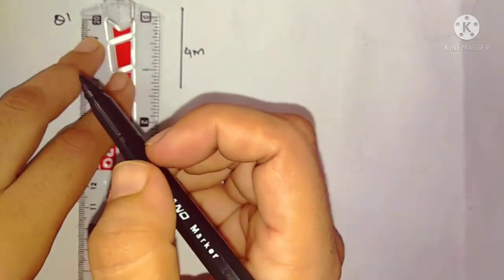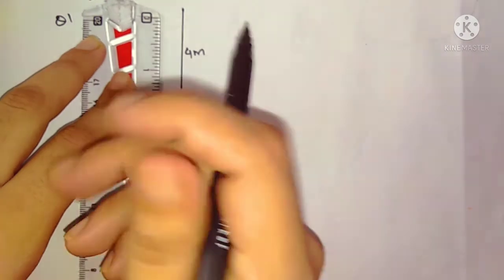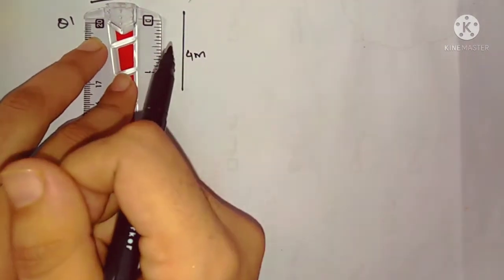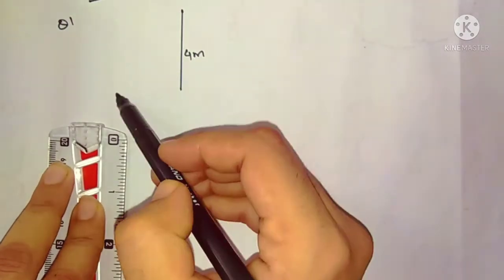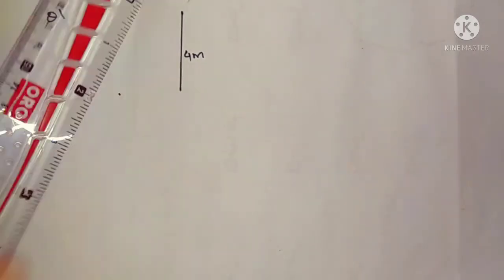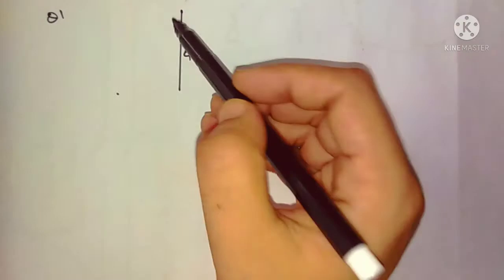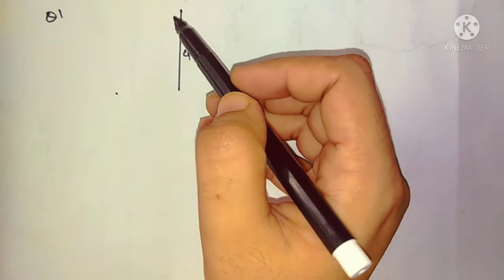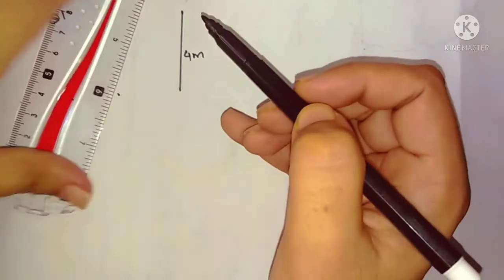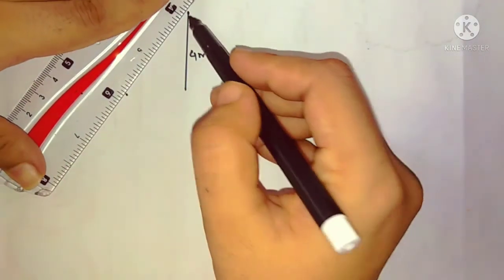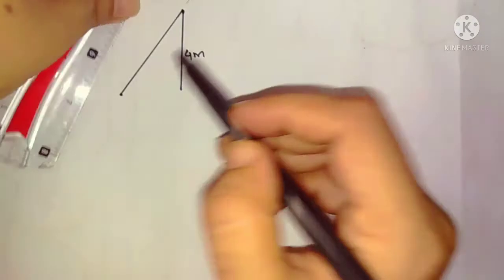And they're saying that some cables are supported and they are attached from the top of the post to the point on a level ground. From the top of the post to the level ground. Okay, so these are the cables which are attached from the top of the post, this is the top of the post, to the level ground. So it means that the cables are like this.